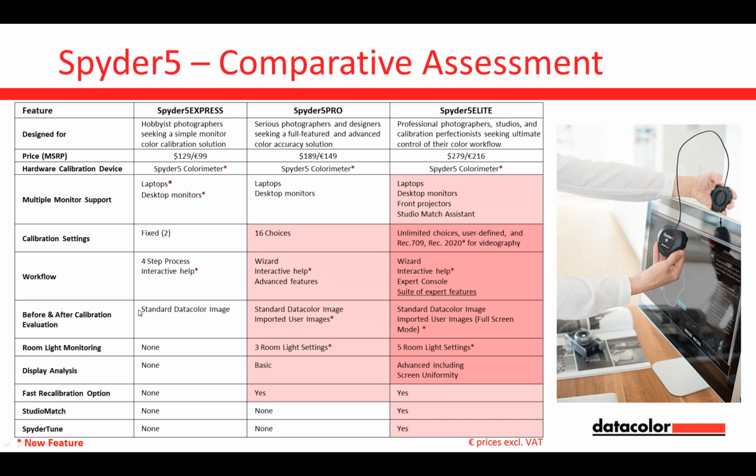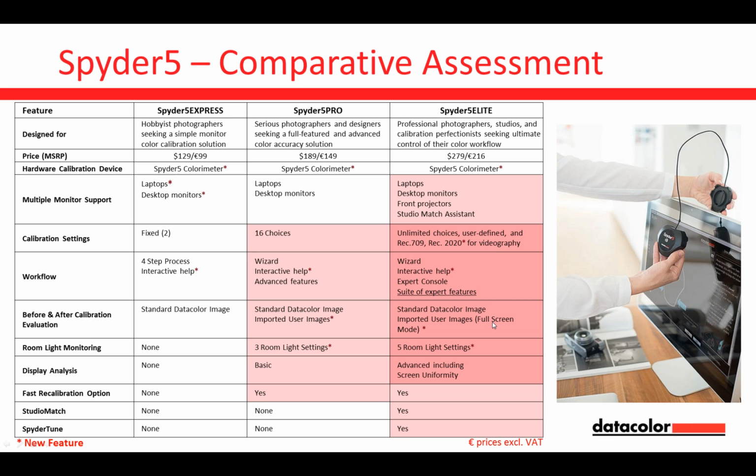There's something really interesting. When you do the evaluation of your calibration, you see, okay, the uncalibrated state versus the new calibrated state, where you can switch. It was 16 images. You can zoom into these 16 images and say, okay, uncalibrated, calibrated, uncalibrated, and so on to compare this. Okay. On the Spyder5 Pro, you can import your own images and watch the standard images as well as your own images, which will be JPEG or TIFF files.